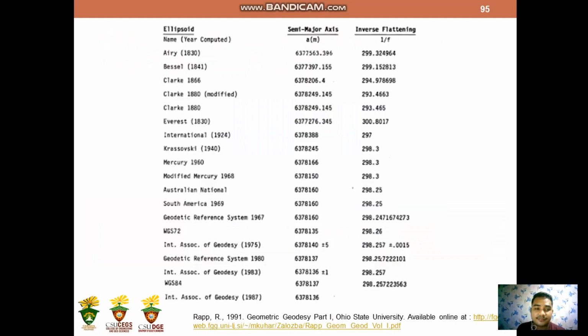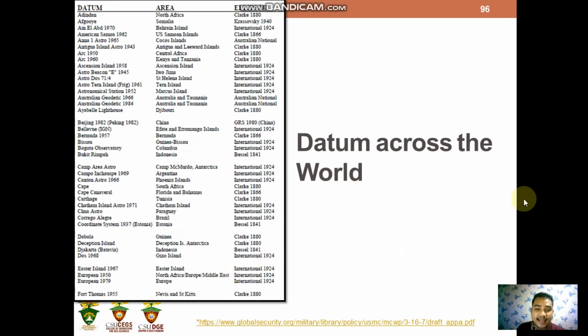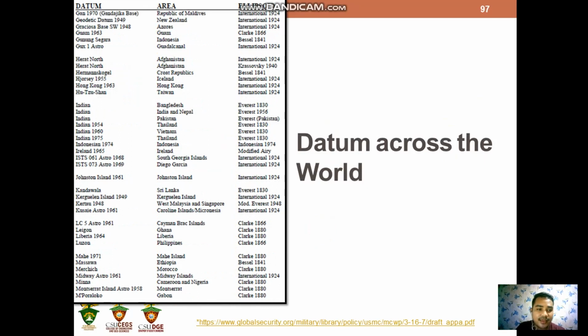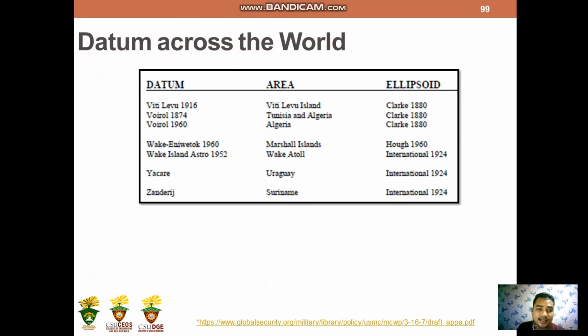So here are some examples of ellipsoids that were used to date: Airy, Bessel, Clarke 1866, Clarke 1880, Clarke 1880 modified, Everest, and so on and so forth. We also have these datums that were used across the world. There are many of them, so you can read them one by one on your own. We also have Indian, and in the Philippines we have Luzon. The Luzon datum's ellipsoid is Clarke 1866. There are many of them, so you can read on your own.